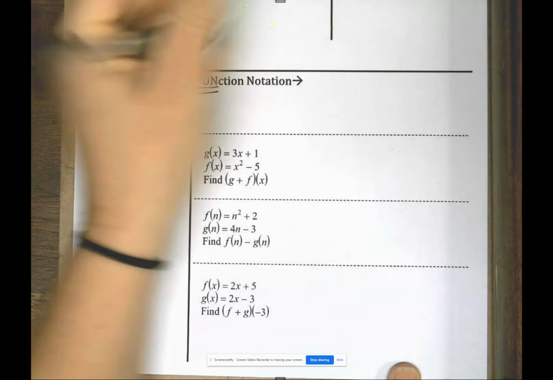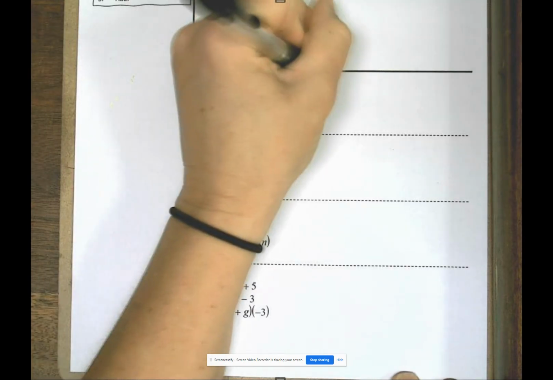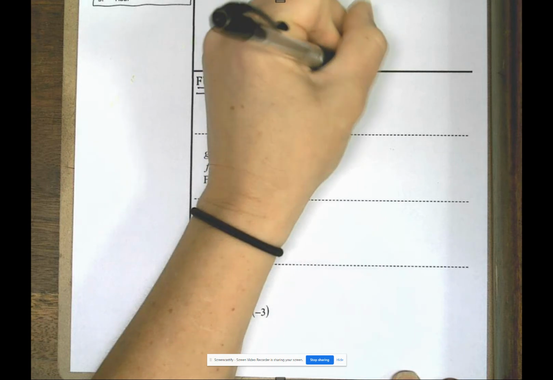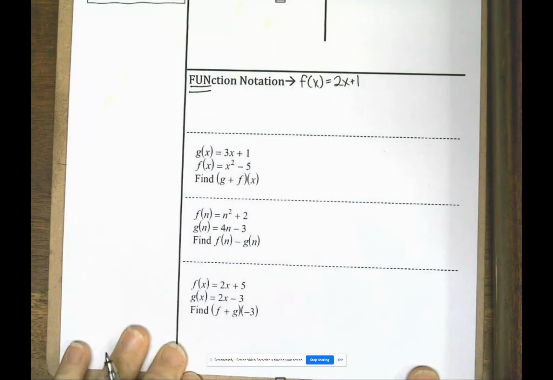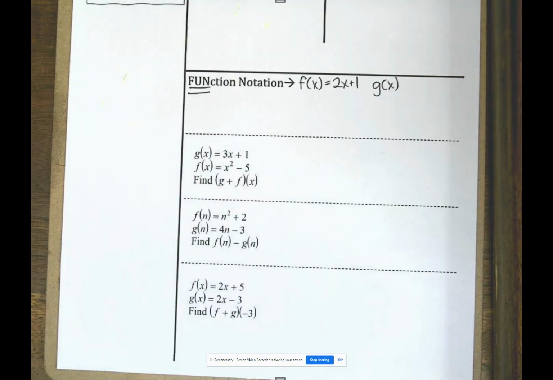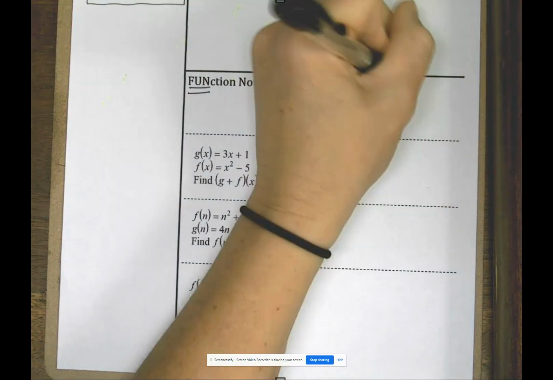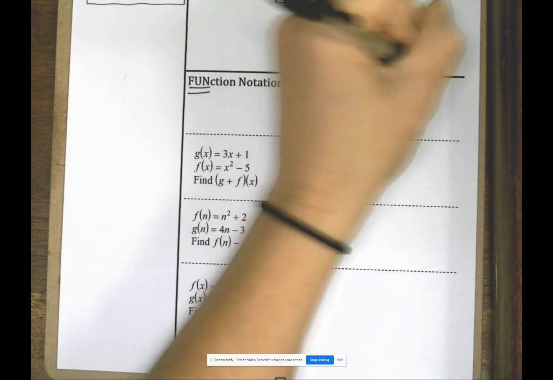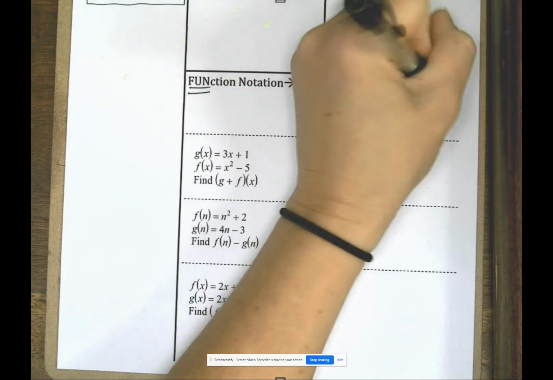Take, for example, we have the function f of x equals 2x plus 1. And we have a second function, g of x equals x squared minus 4x.